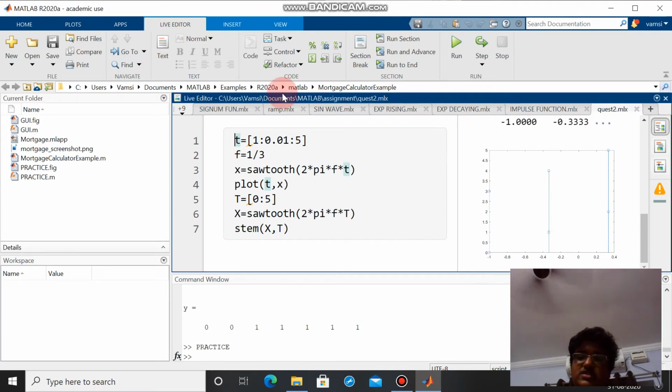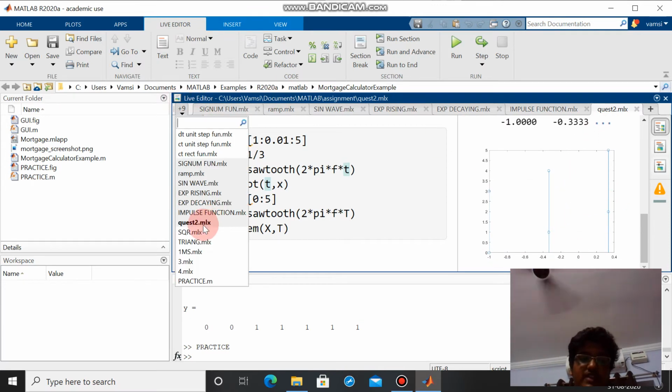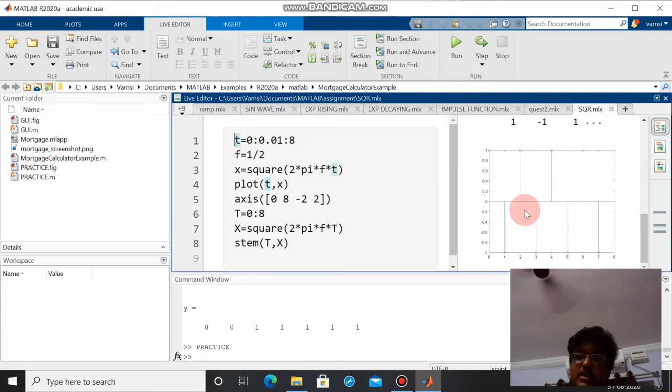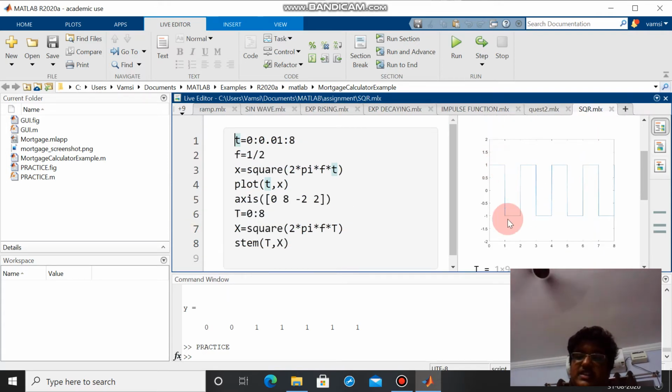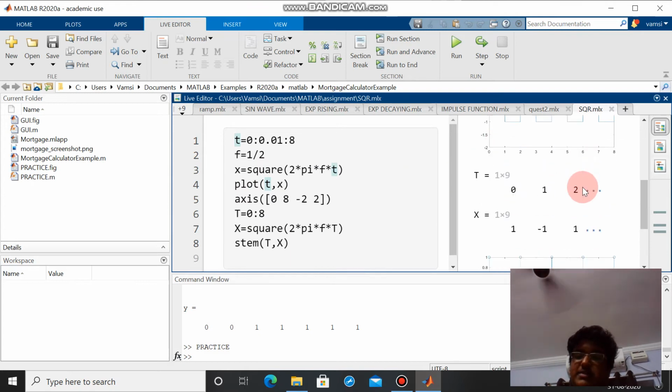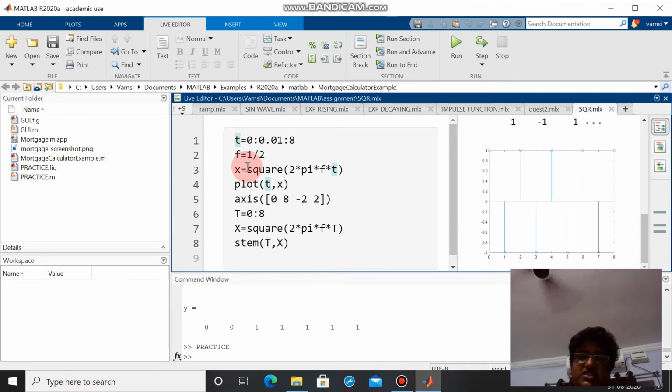So next we are having square function, square pulse function. Square pulse function we can see it here. Again we are having a direct function called square. So this is a continuous square pulse function, and this is the discrete square pulse function.